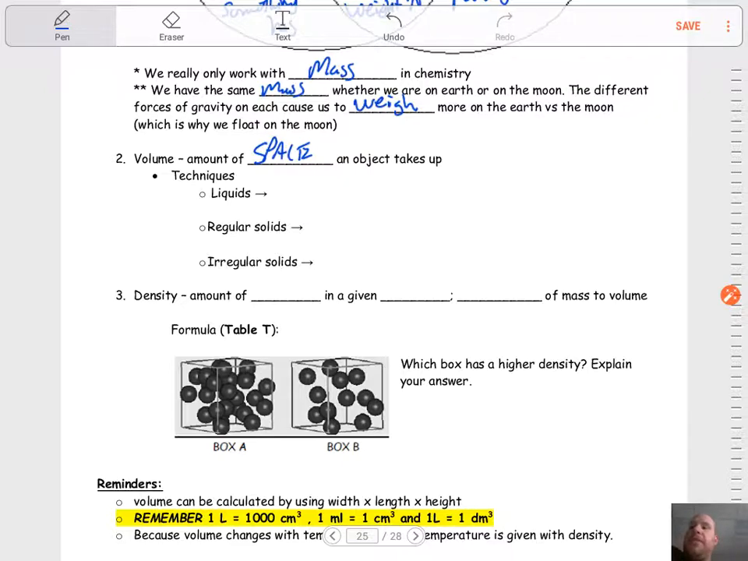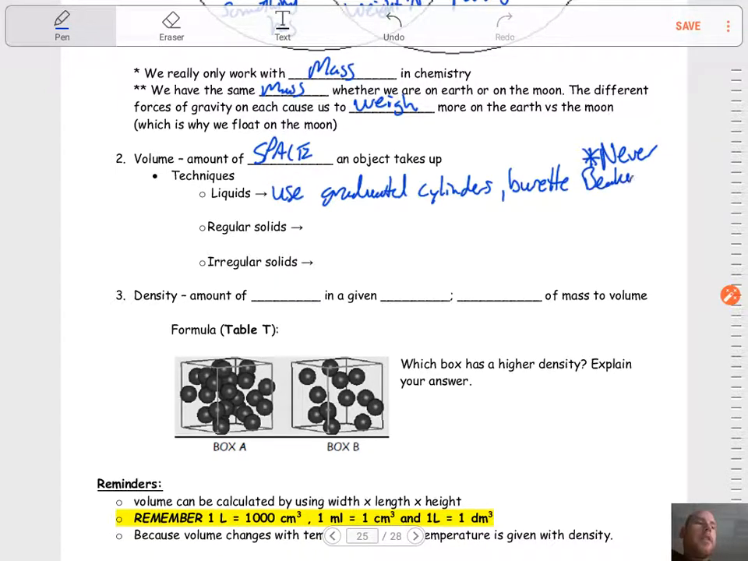There's a couple different techniques that we use for different ones, and we'll talk about them throughout. Liquids, guys, you've probably measured these before. We use graduated cylinders. Burettes, those are probably something new that we will get to later on in the year. Now here's something that you will fall into this trap with. We never use a beaker or a flask. We never use a beaker or a flask. They're not accurate enough.